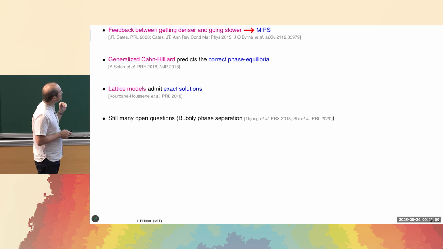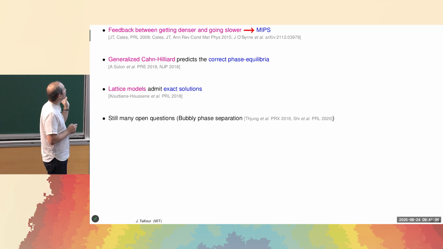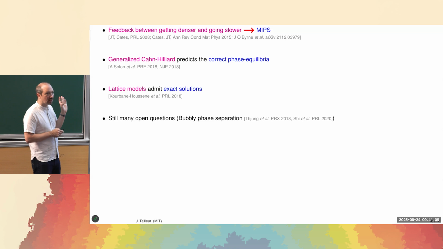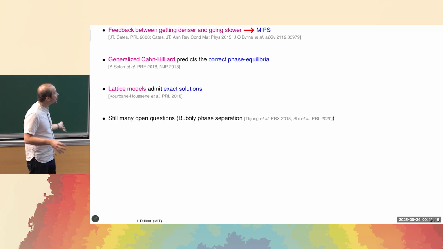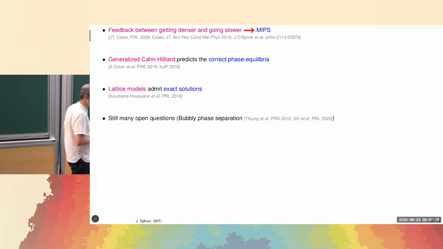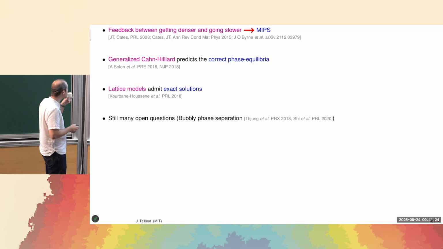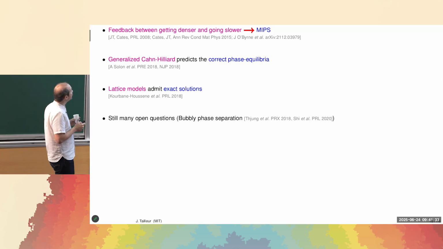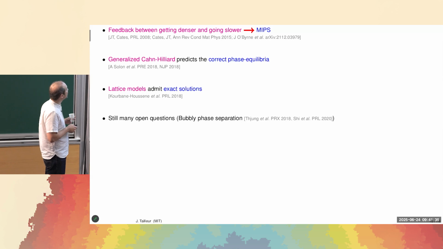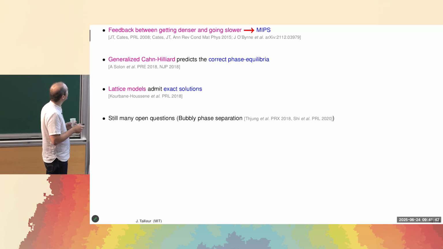Okay. So let me recap what I've told you so far yesterday and today. Anytime you have a feedback between getting denser and going slower, you will have this motility-induced phase separation. This is very generic. This is something that you get with any type of active random walks, and it has been seen in a bunch of systems, including many experimental systems. If you're able to build this generalized Cahn-Hilliard description, which is difficult, then you can predict the phase equilibria using this change of variables in this R variable.